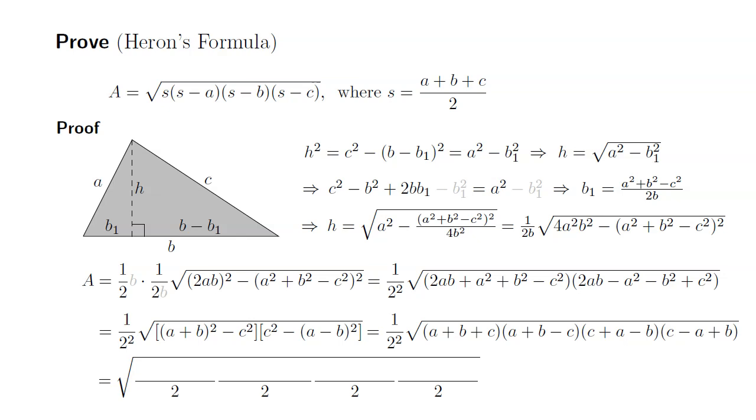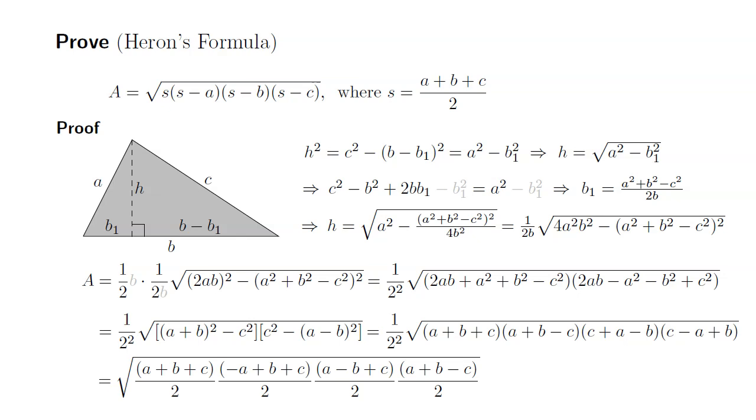I'm going to put the first one, a plus b plus c, in the first spot. Next, a plus b minus c, I'm going to put in the fourth spot. You have a minus b plus c in the third spot. And then we're going to put negative a plus b plus c in the second spot. So it's the same thing.